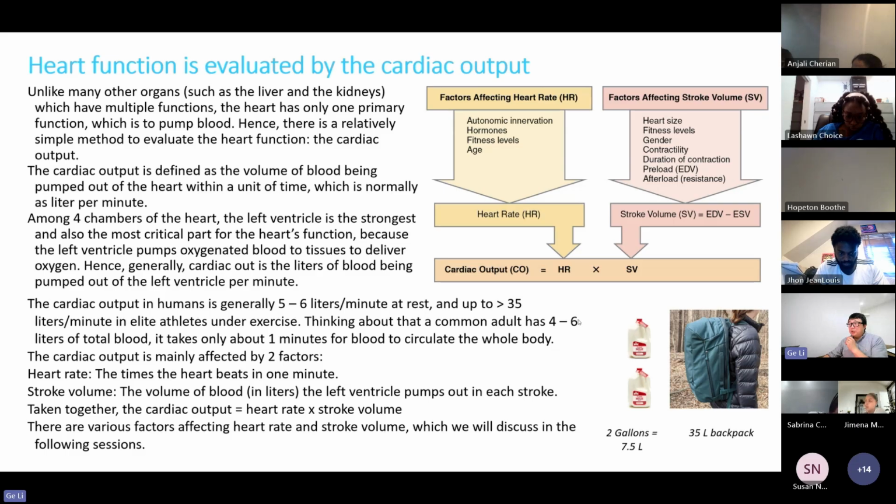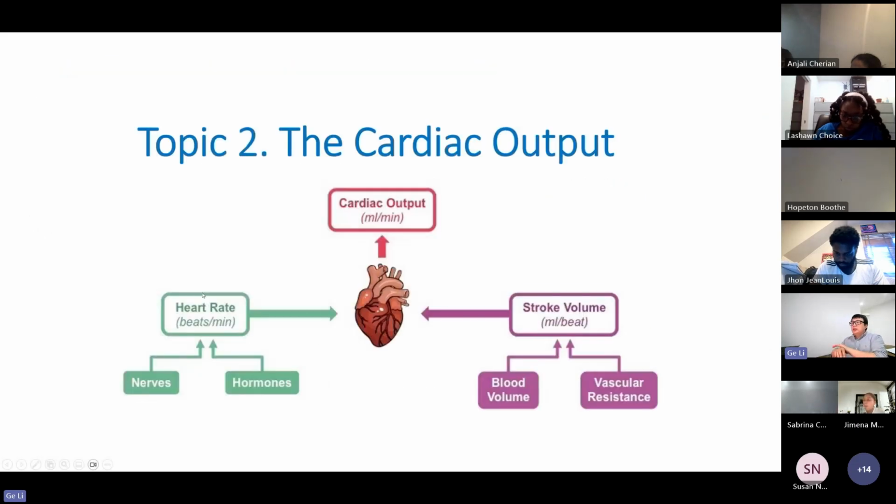Okay, so let's start our topic two. The title is cardiac output. So, what does it mean by cardiac output? Has anyone heard this word before? So, what does it mean? Why do we want to talk about this?